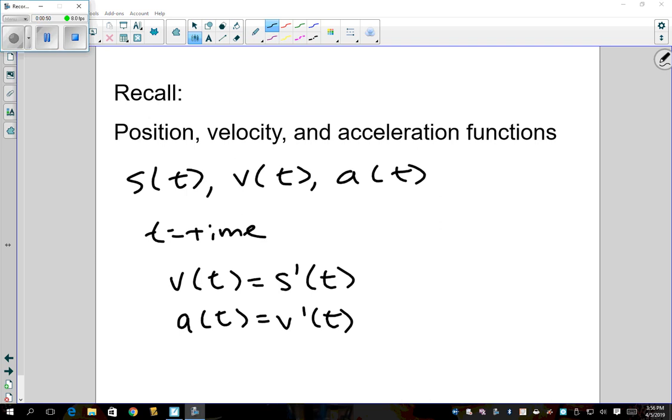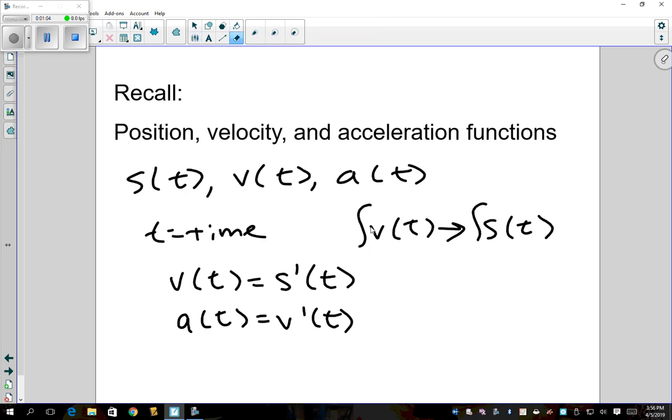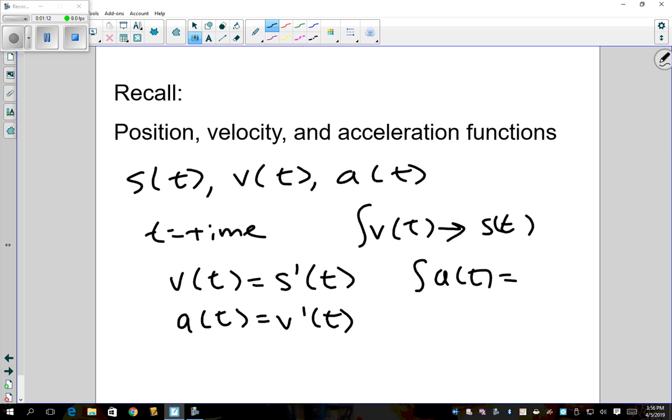So if I was given the velocity function, and I wanted to get back to my position function, I would need to integrate my velocity function, and that would get me back to my position. And same idea with acceleration. If I integrate my acceleration, with dt's, I should get back to my velocity function.